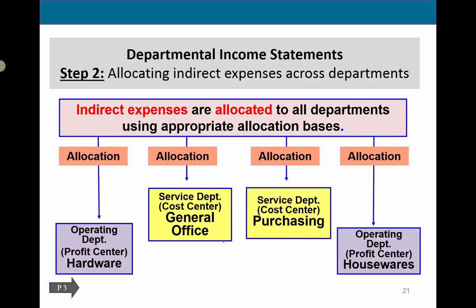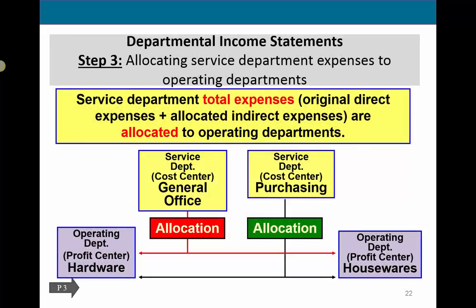Okay, so now we're going to do indirect expenses. So we have these pots of indirect expenses that we're going to be splitting up into not only our profit centers and our investment centers, but also our cost centers as well. All departments get indirect expenses. Now we split up our yellow cost centers, our service departments. We're going to say how much do our other departments use, for example, the general office, the purchasing department, or whatever the service departments are. One typical one is maybe IT or information services, which can be technology driven as well. So we're allocating those out according to our allocation bases.